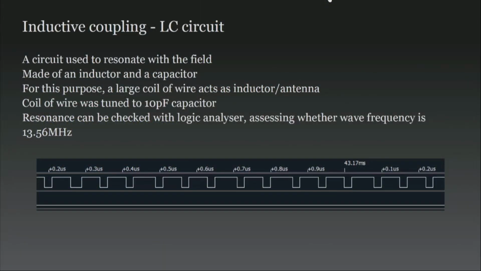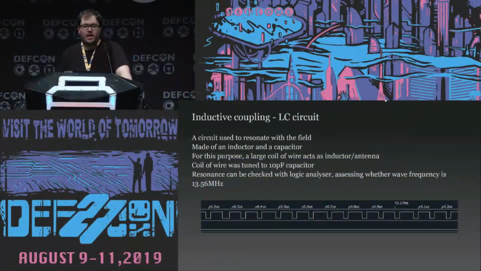So the first thing we'd need is an LC circuit. Now this is for inductive coupling with a NFC reader. It's made of an inductor and a capacitor, so that's why it's called an LC circuit, L for inductor and C for capacitor. And basically, the inductor was a coil of wire, and then now I just use a 10 picofarad capacitor in order to tune with that. The resonance can be checked with a logic analyzer rather than a scope, which you would usually use. Even though it's digital information, you could at least check that the frequency was correct, 13.56 megahertz.